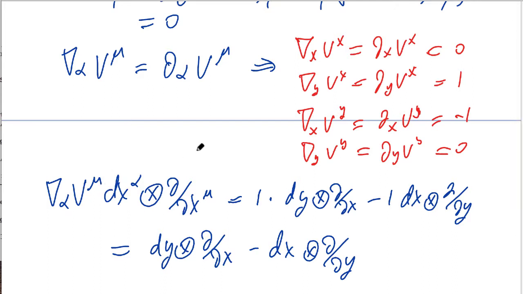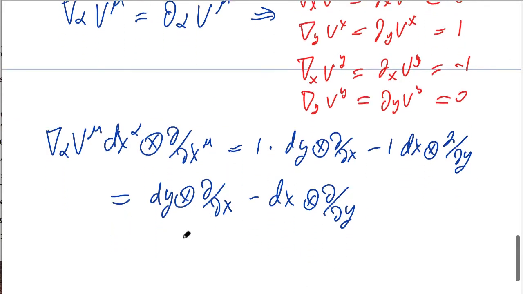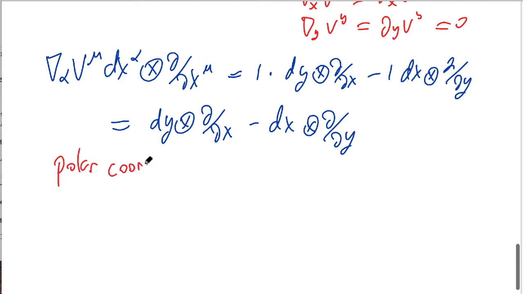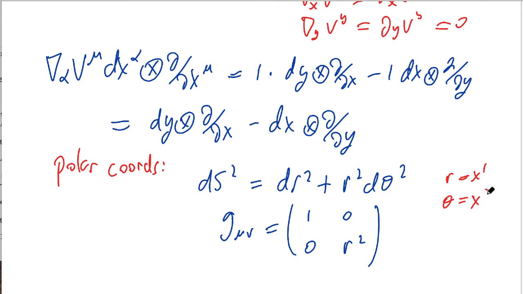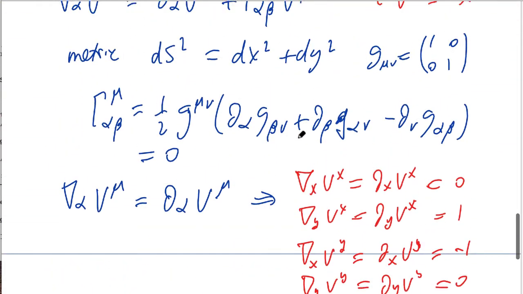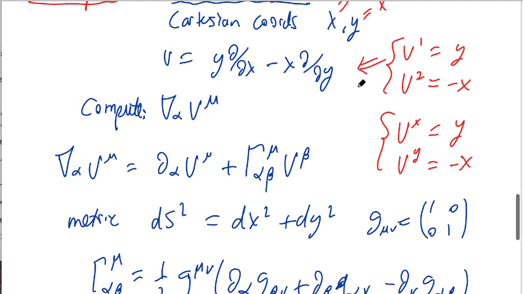Now let's repeat this calculation in polar coordinates. All right, in polar coordinates, remember the metric or the line element is dr squared plus r squared d theta squared. So the components of the metric are 1, 0, 0, and r squared. I'm going to let r be the x1 coordinate, theta be the x2 coordinate, but for our vectors I'll use superscripts r and theta instead of 1 and 2. The first thing we need to compute is what the vector is in polar coordinates. So here's the vector, y d by dx minus x d by dy.